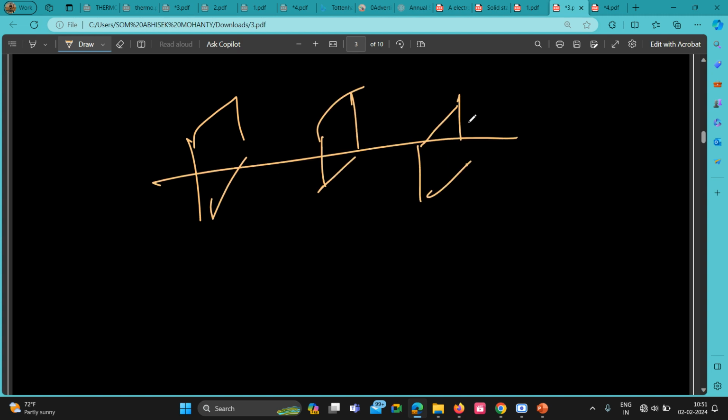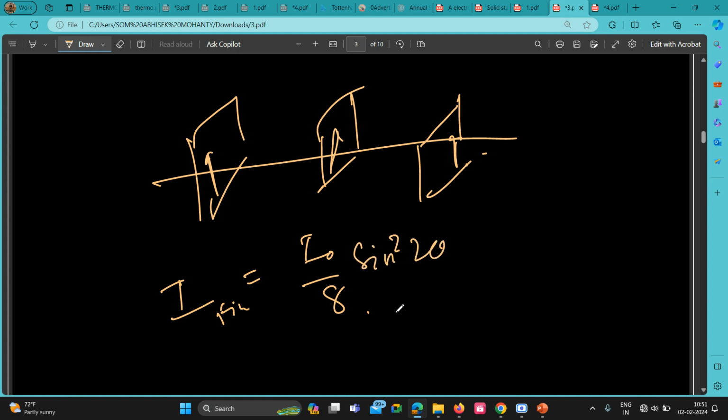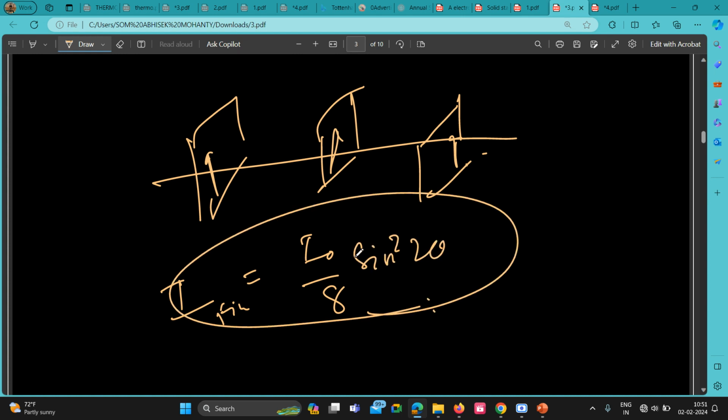So this question comes very repetitively. Three polarized light goes through this, something. So what is the final intensity emerging from it? Just remember, I final will always be I naught by 8 sine square 2 theta.